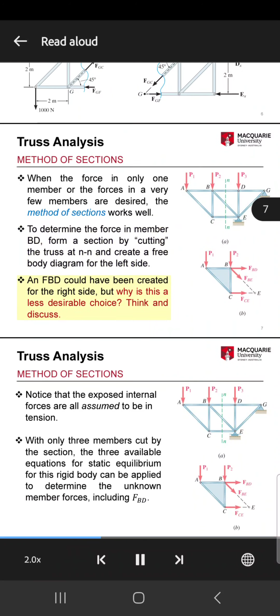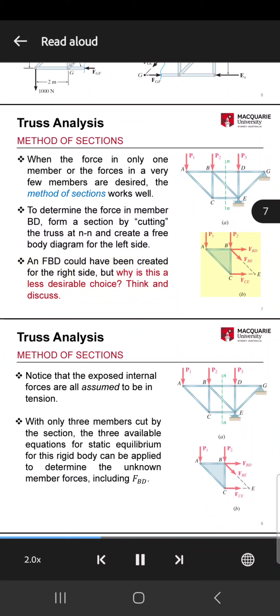An FBD could have been created for the right side, but why is this a less desirable choice? Think and discuss.